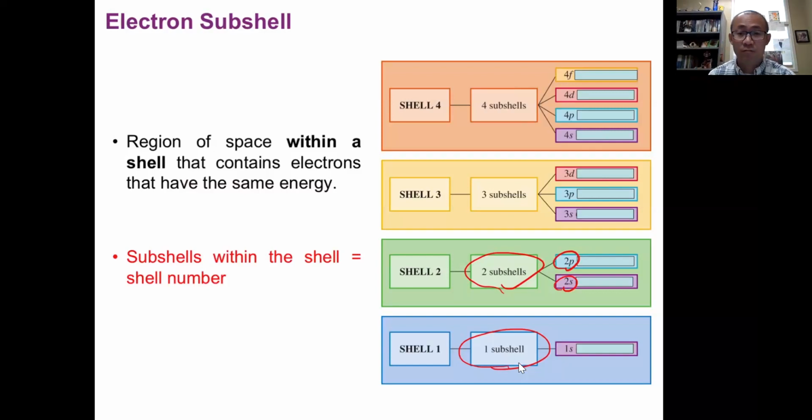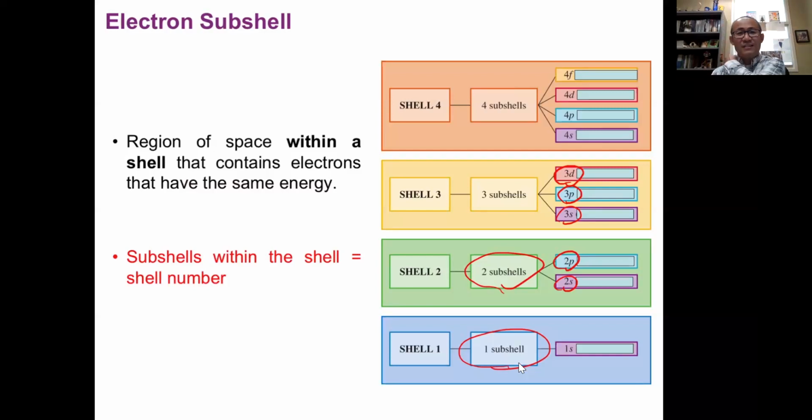The third shell has three subshells, s, p, and d. Because they belong to the third shell, we call those subshells 3s, 3p, and 3d. And the fourth shell contains four subshells. We call them s, p, d, and f. Because they all belong to the fourth shell, we call those subshells 4s, 4p, 4d, and 4f.